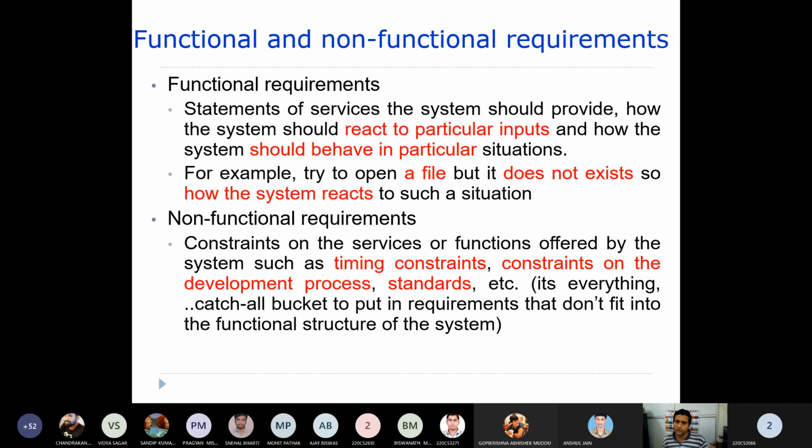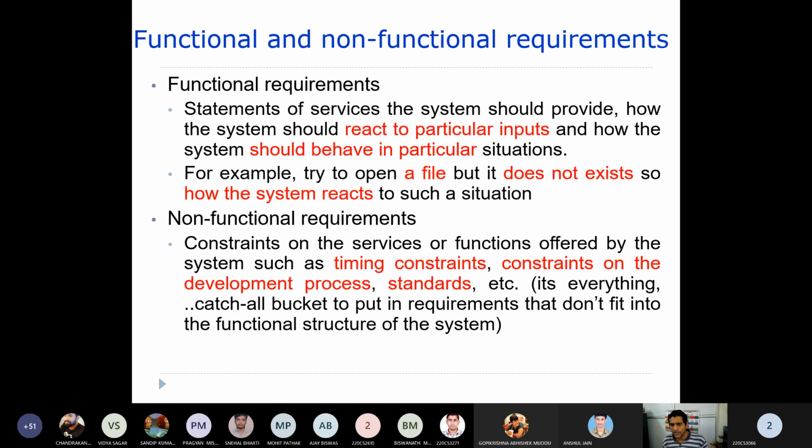You can think of a function as something that takes some input, carries out certain processing, and then gives output. If you talk about any mathematical function, it takes an input, the input is processed, and after processing it gives you an output. Similarly here, if these things are there, that is a functional requirement.